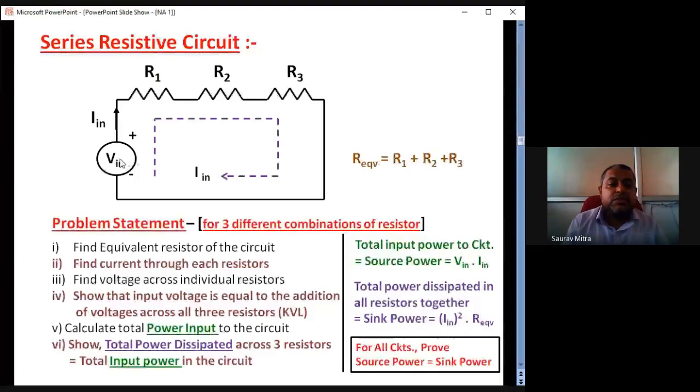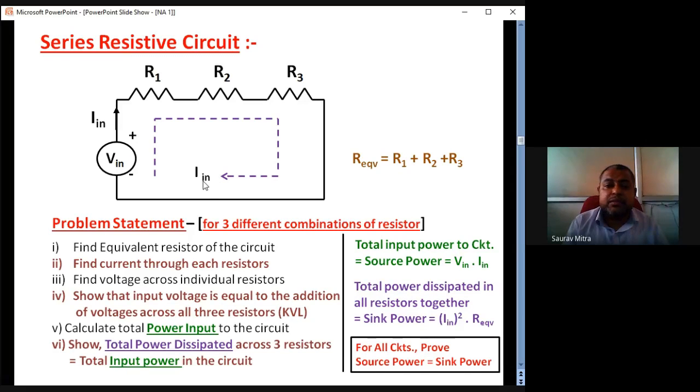That's why this source power will be dissipated into all these three components. So all these formulas are very important. Either find R equivalent, R1 plus R2 plus R3, so In square into R1 plus R2 plus R3, that will be the sink power. And Vin into In, that is the source power.